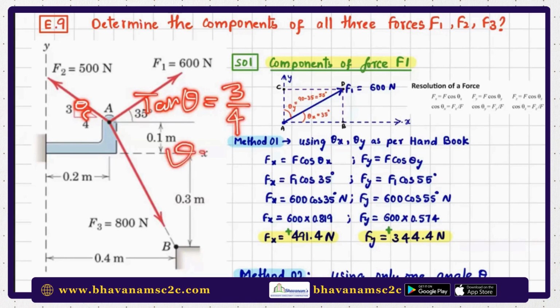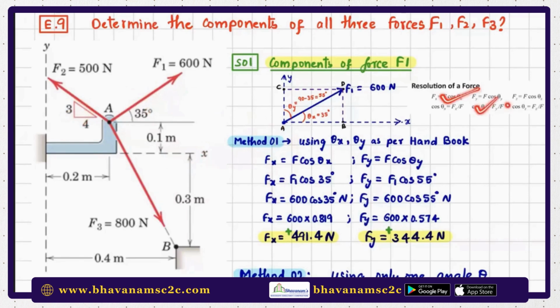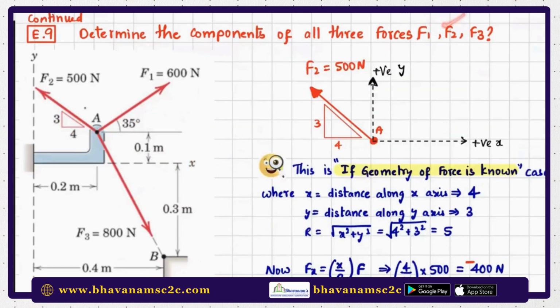Then theta will be equal to tan inverse of 3 by 4. And we are using the tan inverse in the calculator. Just press shift plus tan, then feed the data, you will get the angle. After getting the angle, the method is same as the handbook mentioned. Now coming to the F2. So this is our question. I marked the standard axis X and Y, then placed the force and marked the geometry as 3 by 4.